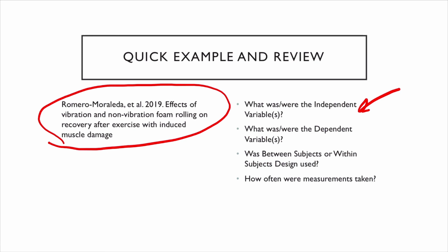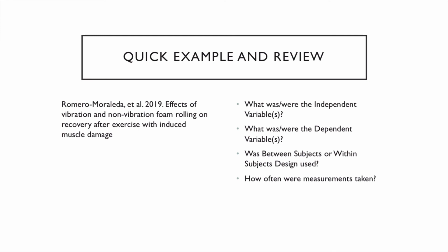I want you to think about what is the independent variable or variables in this study by Romero Moraleda. And I want you to identify the dependent variables. So what were the independent variables? What were the dependent variables? Did they use a between subjects or within subjects design? And then how often were the measurements taken? So take a look at that article that examines the effects of vibration and non-vibrating foam rollers on recovery, and answer those 4 questions. You can just write those 4 questions down and their answers on a sheet of paper. You'll need your answers at the start of the next presentation.